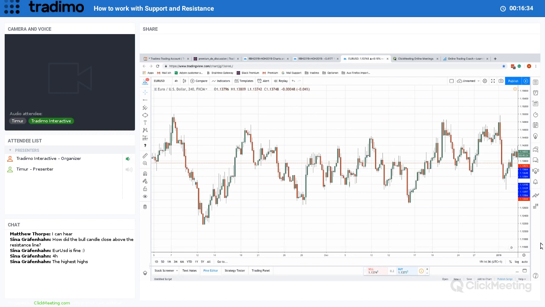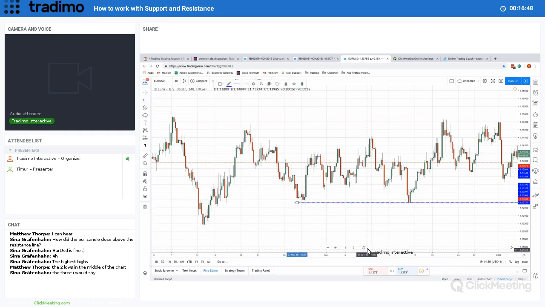Yeah, Matthew, maybe you have an idea. The two lows in the middle of the chart. So these here. Excellent. This is a pretty clear support level. At 112.23, we have a swing low, the market goes up a little bit, tests the level again, and therefore we have here a pretty clear support level.